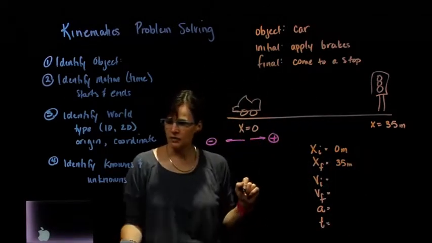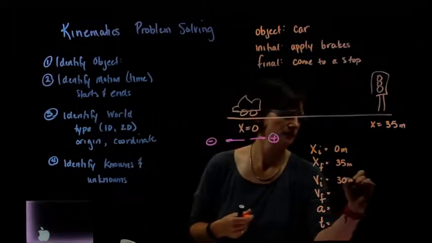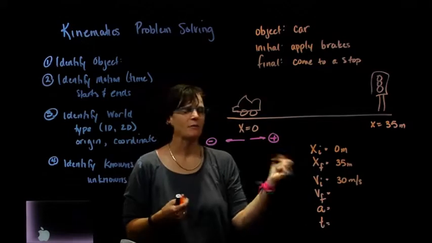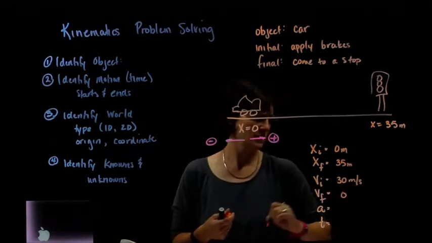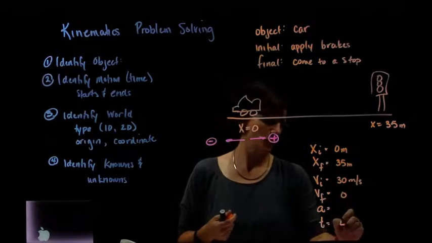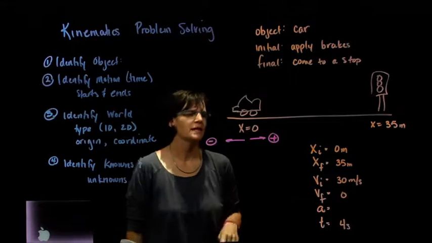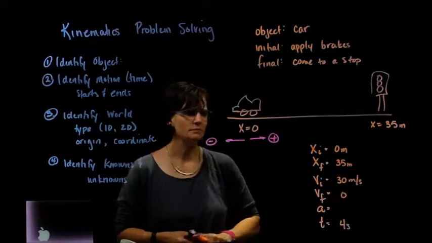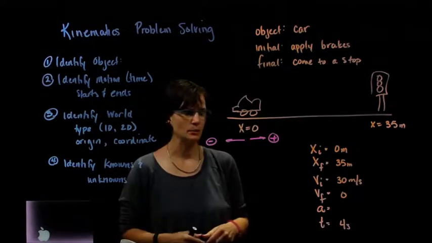My initial velocity is 30 meters per second. I sort of made these numbers up, so hopefully it all works out. My final velocity, if I'm coming to a stop, is 0. And it says it took me 4 seconds to do that. And I'm a little afraid these numbers aren't perfect, but we're going through the process, so we'll just get that idea. So this is what I'm identifying as being what's given to me in the problem.